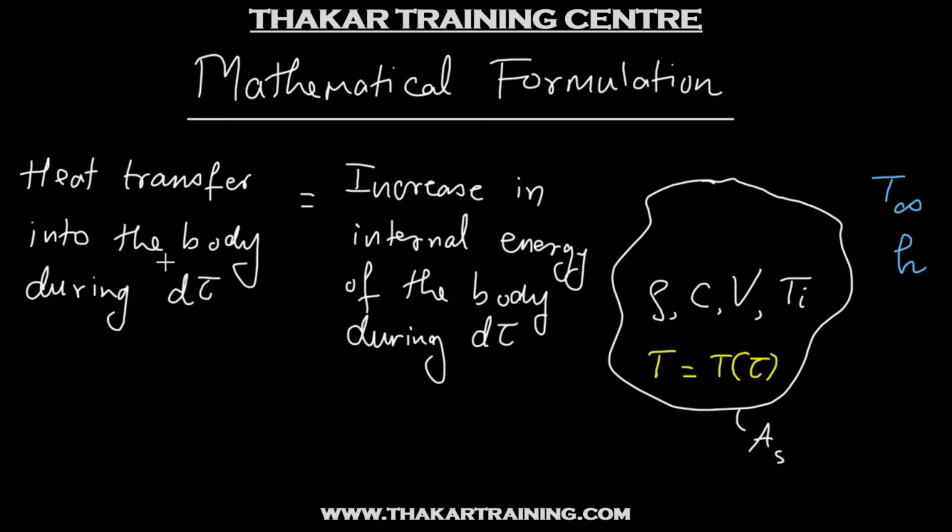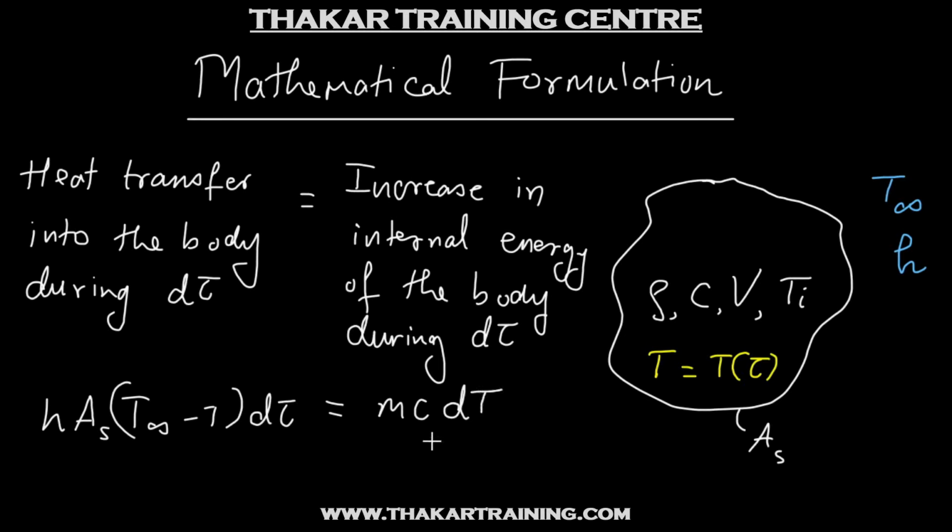So what will be the heat transferred into the body during a time d tau? It will be simply h into A into (T infinity minus T) multiplied by the time interval d tau. And this will be equal to the increase in internal energy of the body, that will be equal to m c dT. So we say that during a time interval d tau, the temperature of the body changes by dT. Now this m can be written as the product of density and volume, so m will be replaced with rho V.